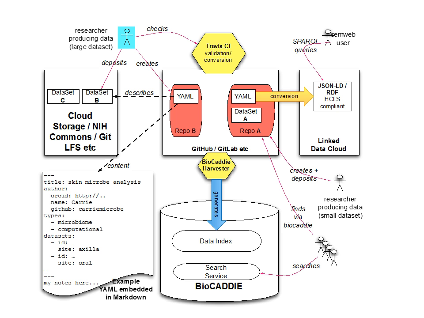So in the center, we have our Git-based repository hosting site, GitHub, GitLab. And within that, there are a number of projects or repositories. Each of these has the YAML file at the top of it. In some cases, such as in repository B, the YAML file is describing a data set that can be pulled from somewhere outside of GitHub. It might be on NIH Commons.